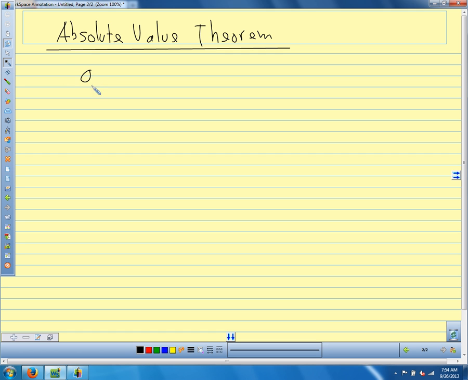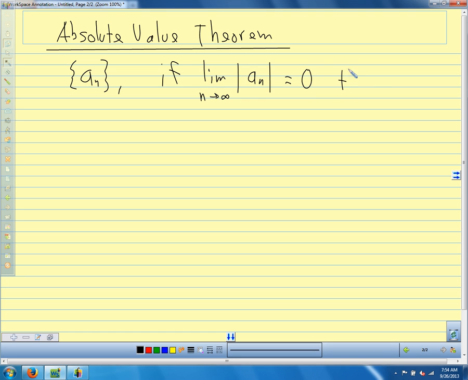So we have a sequence a sub n, and we're trying to determine if this sequence converges. One tool that we can use is if the limit as n approaches infinity of the absolute value of our terms equals zero, then the limit of the original sequence is zero also. So we don't have to worry about the signs of the terms of the sequences. So if the limit of our absolute value approaches zero, then the limit as n approaches infinity of our original sequence is zero as well.